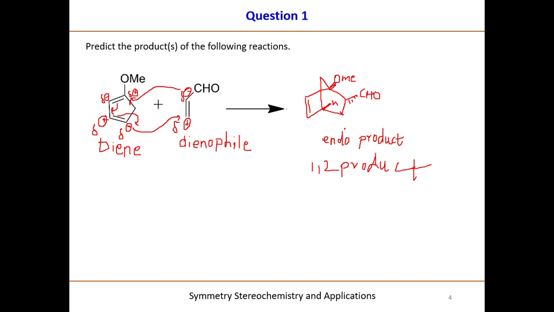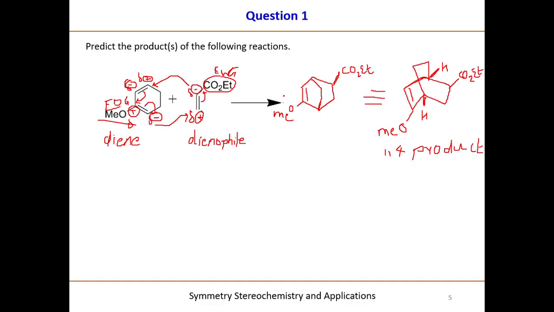So this is the 1,2 product we got here, and the bridging carbon atom is this one. In the next case, again we got two bridging carbon atoms, and again we assigned the partial positive and negative charge on each carbon atom to get the product. Again we observe the endo product is the major product. In this case we observe the 1,4 product formation. So this is the 1,4 product.